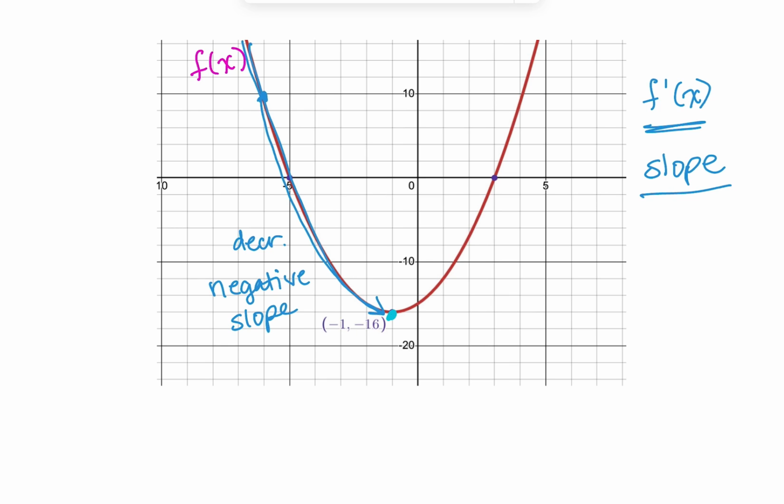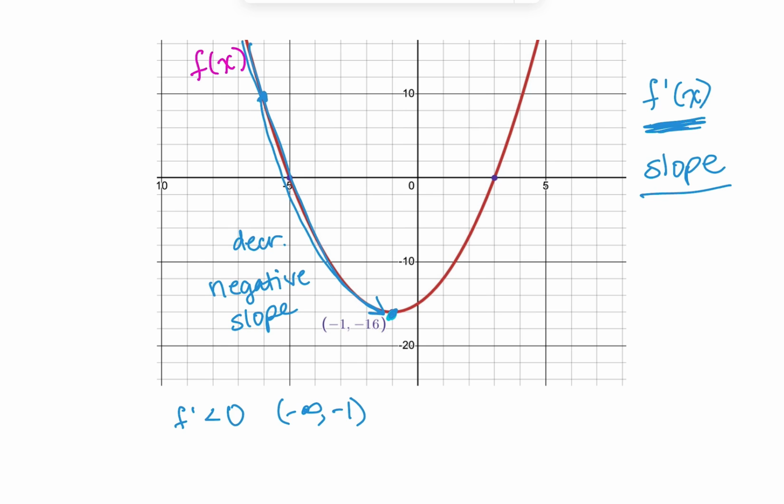Okay, so I know that f prime is negative over that section of the graph, because f prime is representing the slope of f. So I could say here that f prime is less than 0, meaning f prime is a negative number from -infinity to -1 until I reach that vertex.